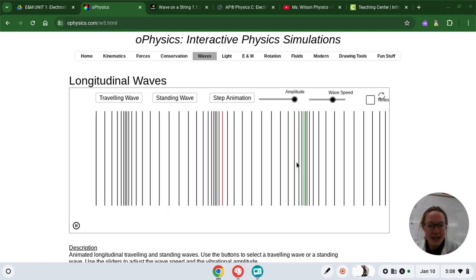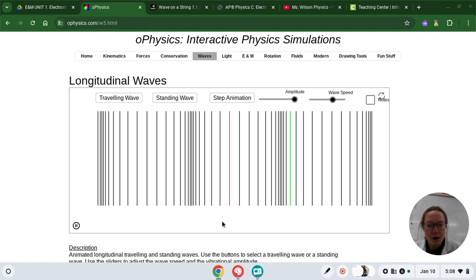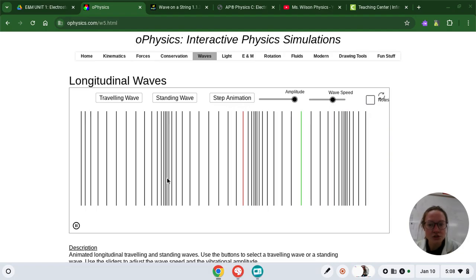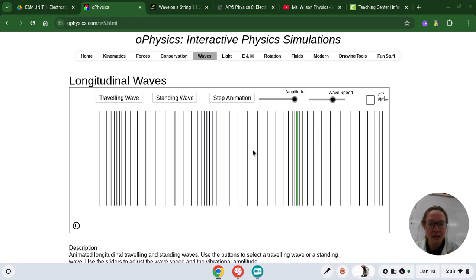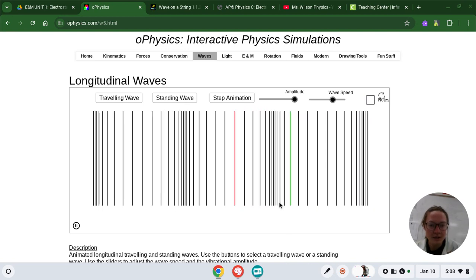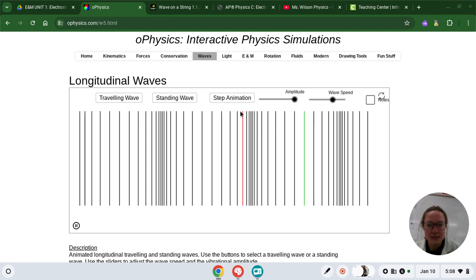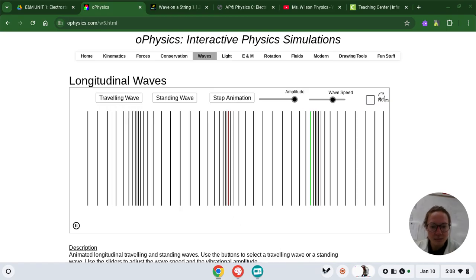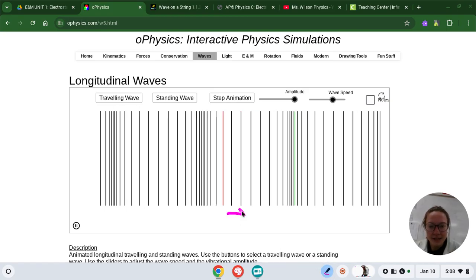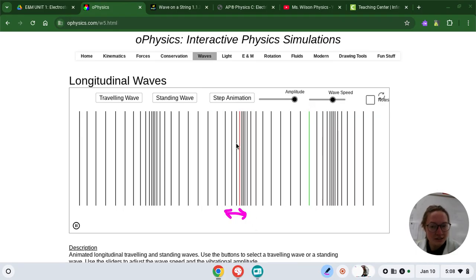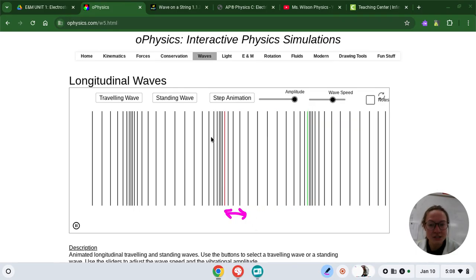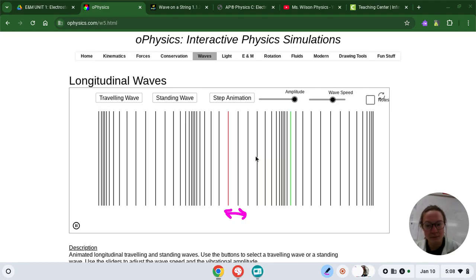Notice, once again, that each little particle, each little line doesn't travel through with the wave. It actually stays exactly where it is. You can see this with the red line and with the green line here. Notice that the red line is just moving back and forth in place like this. It's not traveling to the other end. It's just going back and forth in one place.